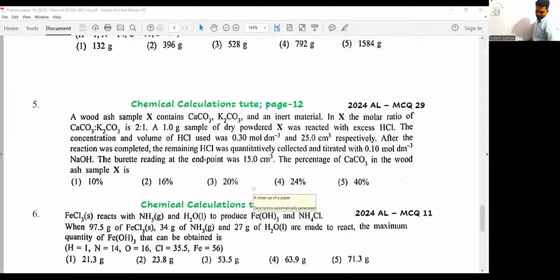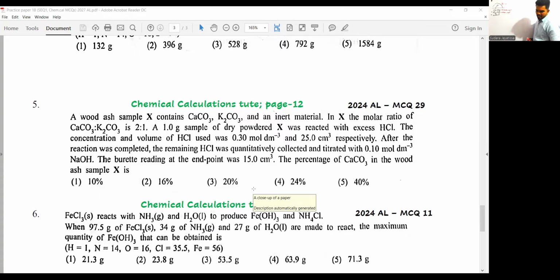In the mixture, the molar ratio of calcium carbonate to potassium carbonate is 2:1. So here the molar ratio is 2:1. That means if there are 2x moles of calcium carbonate, you will have x moles of this compound. That is what it tells. Directly change the value into some moles, putting x.